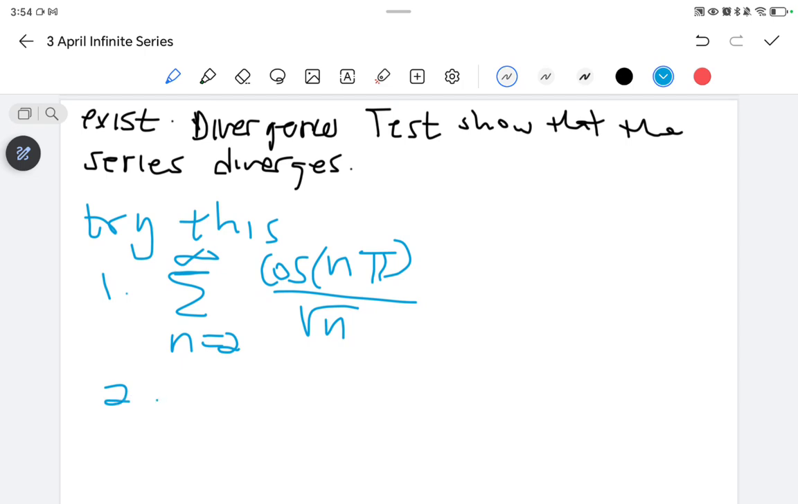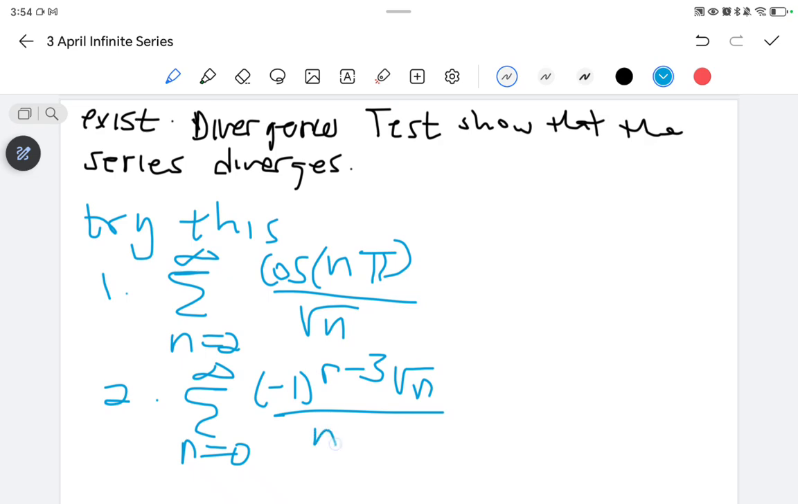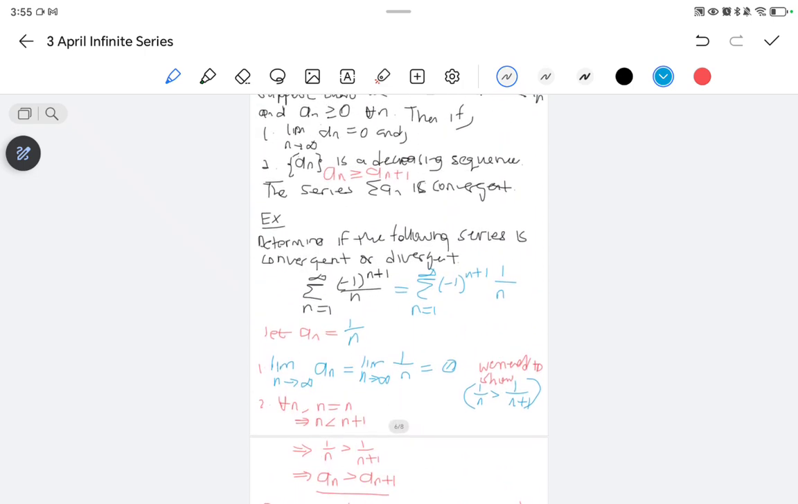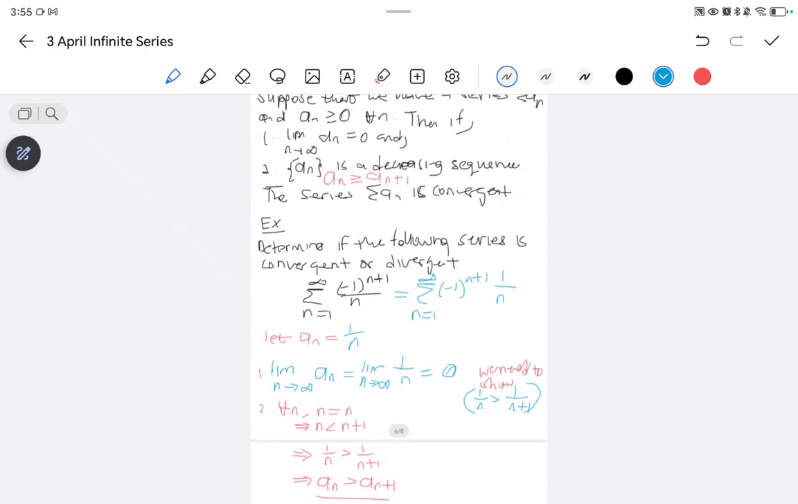On the second one we can have summation n equals 0 to infinity of minus 1 minus 3 root of n over n plus 4. Try to write this, you compute them, and we see what you get. So we'll see what else we are left with to do. We can take it from there. Any question?